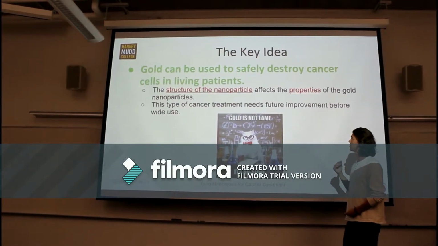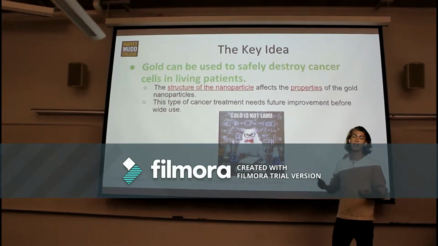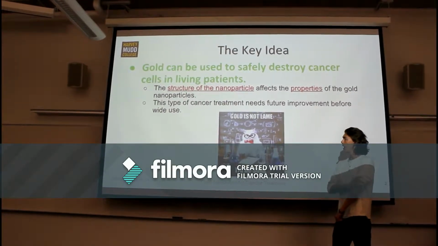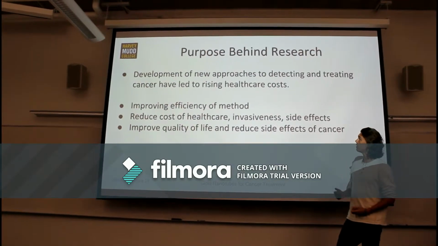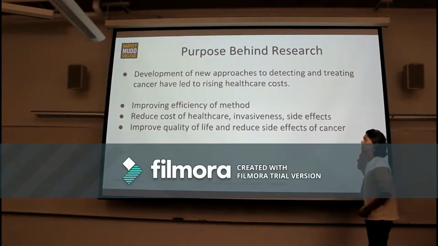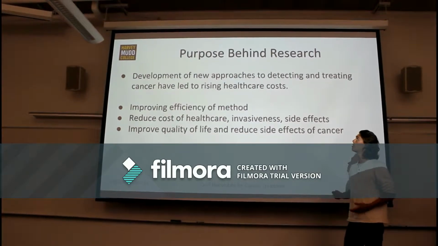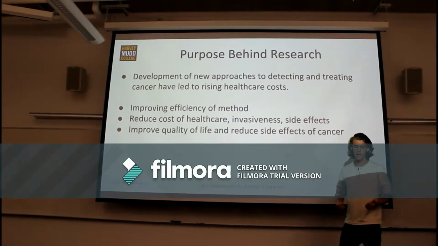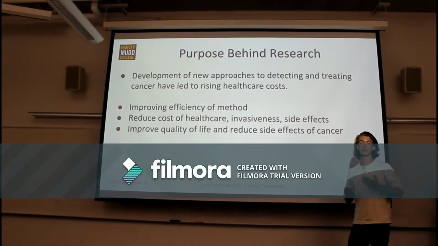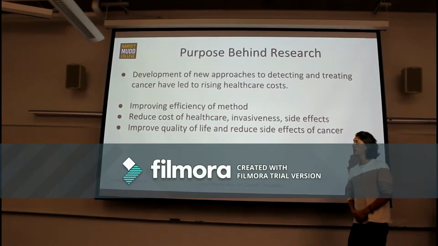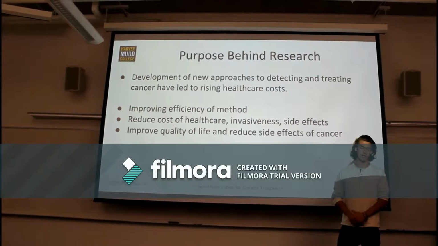This type of cancer treatment needs future improvements before it can be widely used, and hence the research. It's an active area of research, and it's almost primarily in mice and small rodents. So the development of new approaches to detecting and treating cancer has led to a rise in healthcare costs in the United States and across the world. So the purpose behind this research is to A, treat cancer better, and B, bring this cost down such that individuals without access to resources like some of the American populace can actually get treatments for their cancer. And improving the efficiency of the method of delivery is an important process.